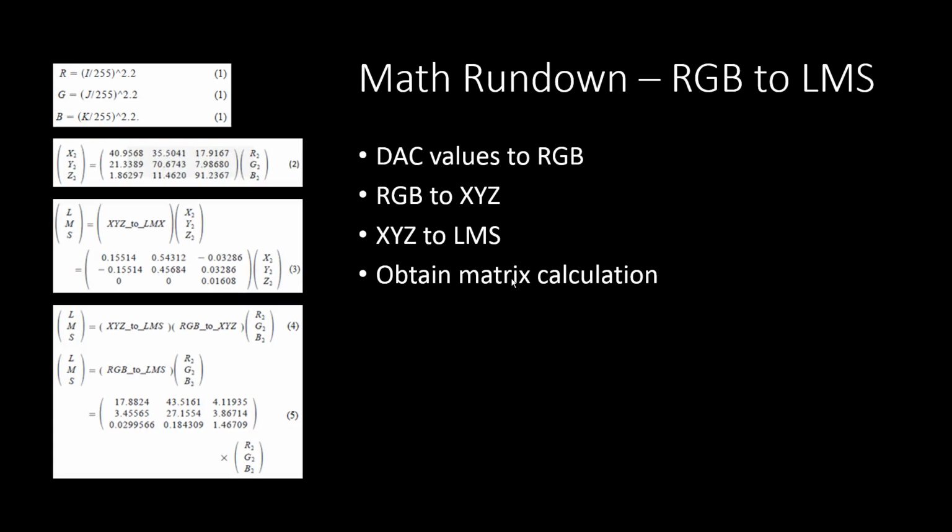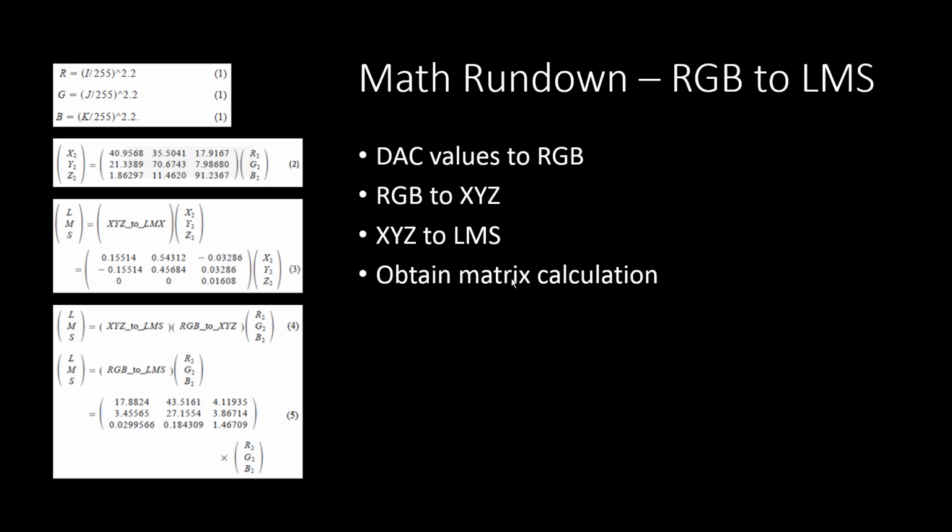Here is a quick rundown of the math from going from RGB to LMS. You first take the DAC values and transform them to RGB. Basically, the computer doesn't work in just displaying red. It has to have a DAC value sent to the monitor. So you take this DAC value, divide it by 255, and raise it to the power of 2.2 to get a certain floating point number.